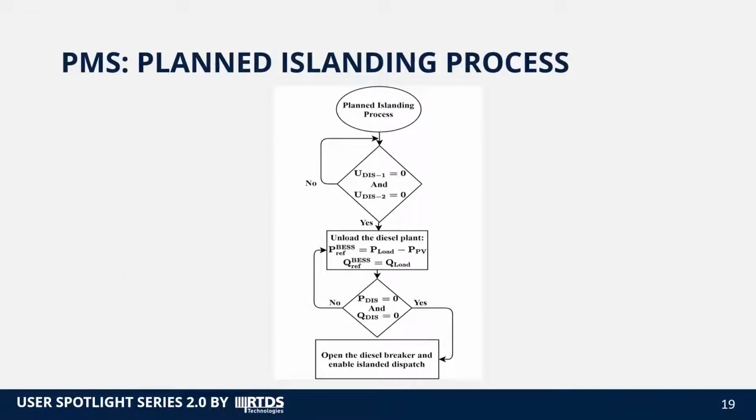For planned islanding transition, once we receive a planned islanding signal, we will start by unloading the diesel plant by increasing the P set and the Q set of the battery energy storage system. Once the diesel plant is unloaded, we will open the diesel breaker and enable islanded dispatch.